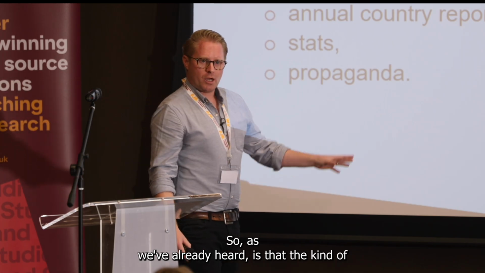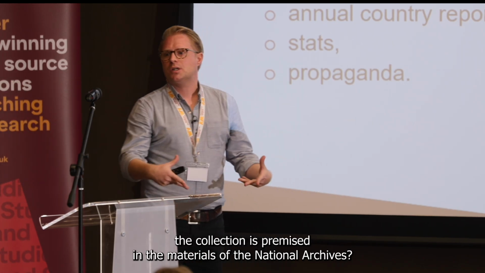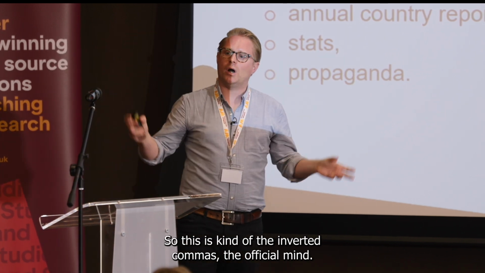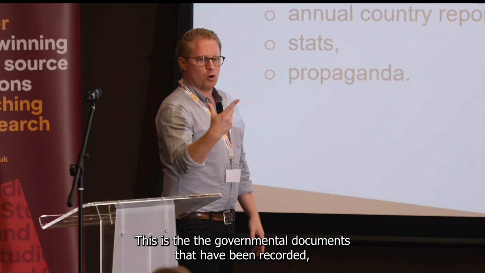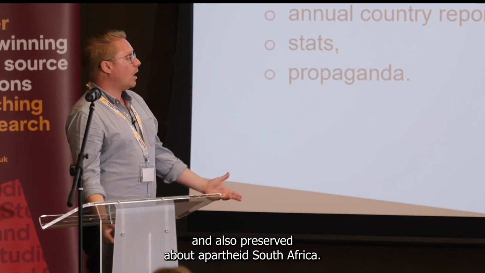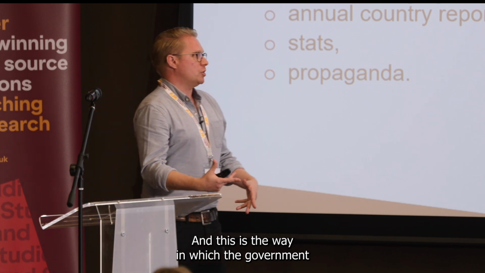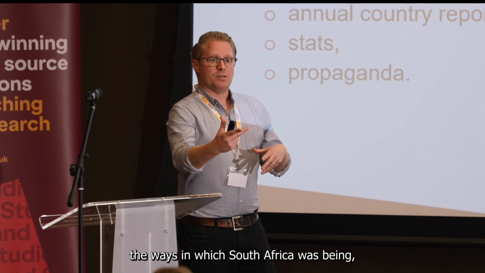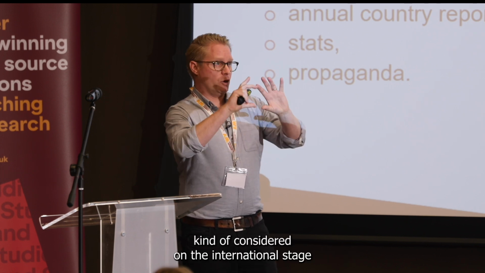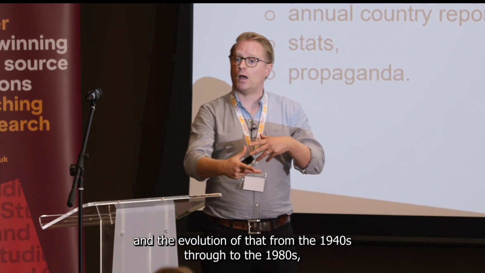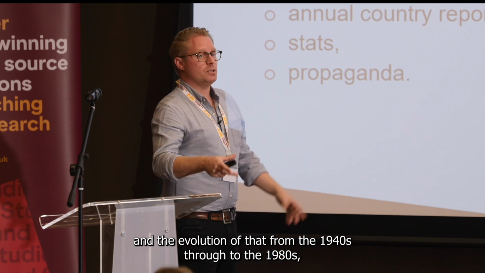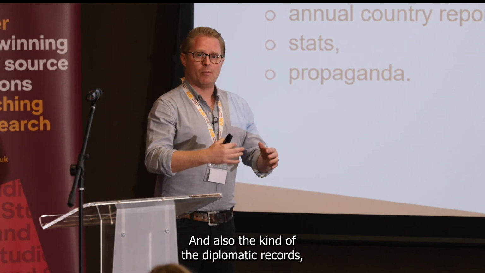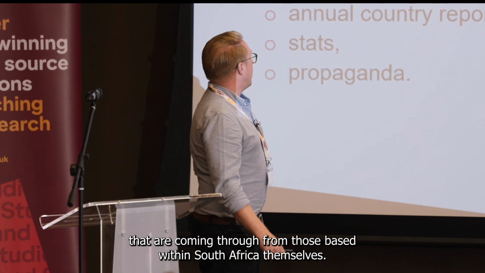So, as we've already heard, the collection is premised on the materials of the National Archive. So this is, in inverted commas, the official mind. These are the governmental documents that have been recorded and also preserved about apartheid South Africa. This is the way in which the government discussed the issues going on within the country, the ways in which South Africa was being considered on the international stage, and the evolution of that from the 1940s through to the 1980s, which is obviously a big part of this component. And also the diplomatic records that are coming through from those based within South Africa themselves.